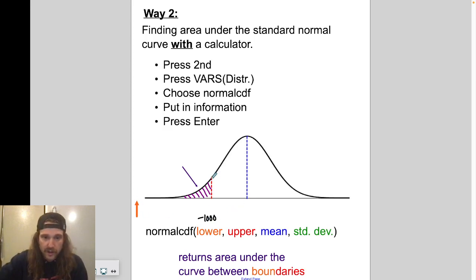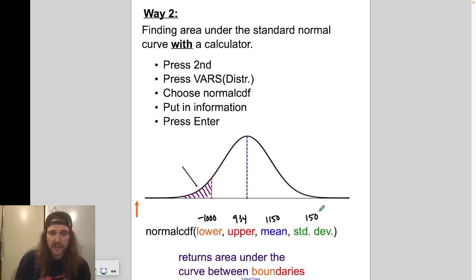The upper value here is 934. The mean, you know what? I did remember something about this trick. The mean, what was the mean for this? 1150, and the standard deviation is 150. Now, when you do this on the AP exam, when you use this normal CDF function, it's going to return and give you back the area under the curve between those boundaries. That is the orange and the red thing.